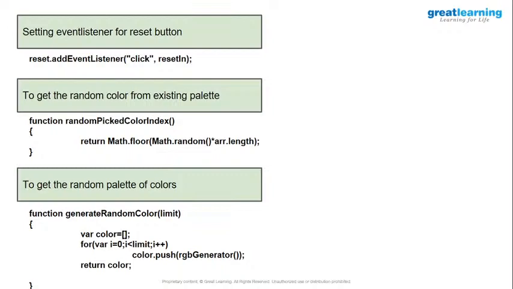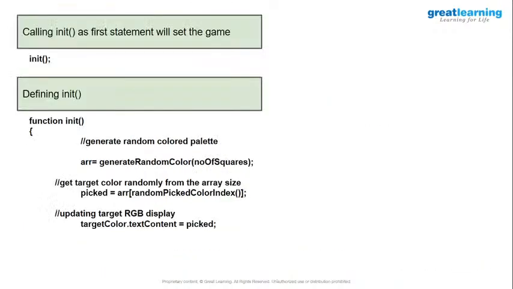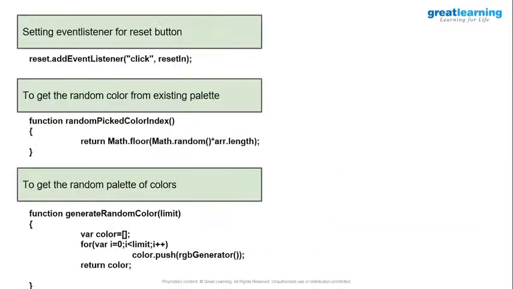Now this generateRandomColor. You might be thinking, sir, it's clear that we picked one from the existing colors, but how would we create those random colors? This generateRandomColor function will accept a limit, that is 6. This is the function that we called, and you see here where we called it, it has an argument of the number of squares, that is 6.